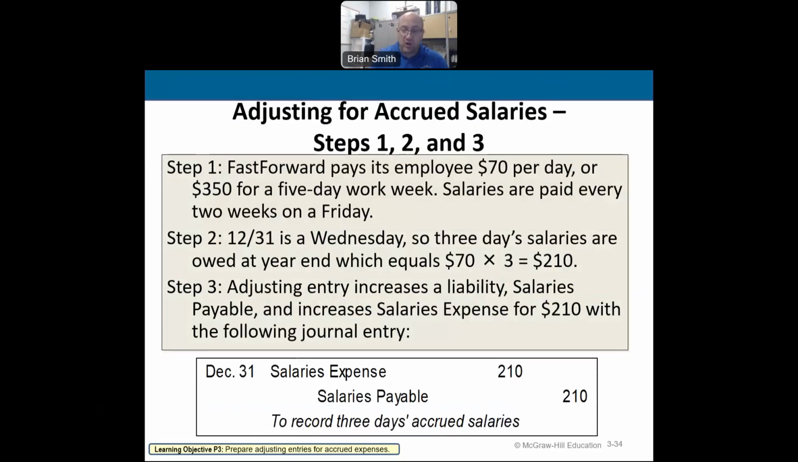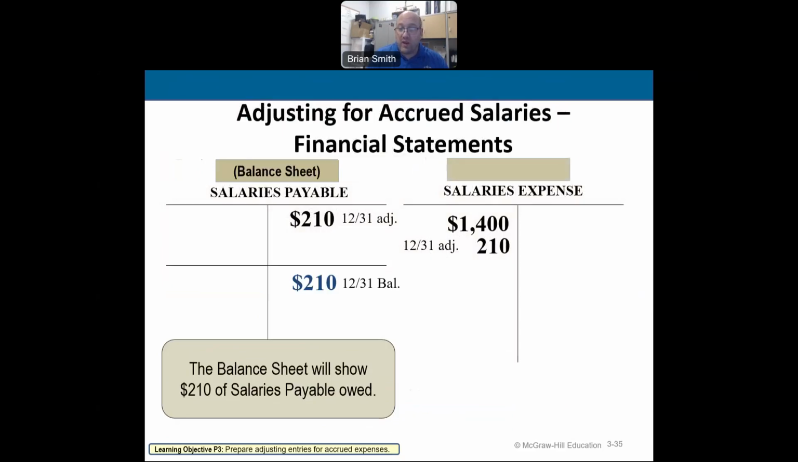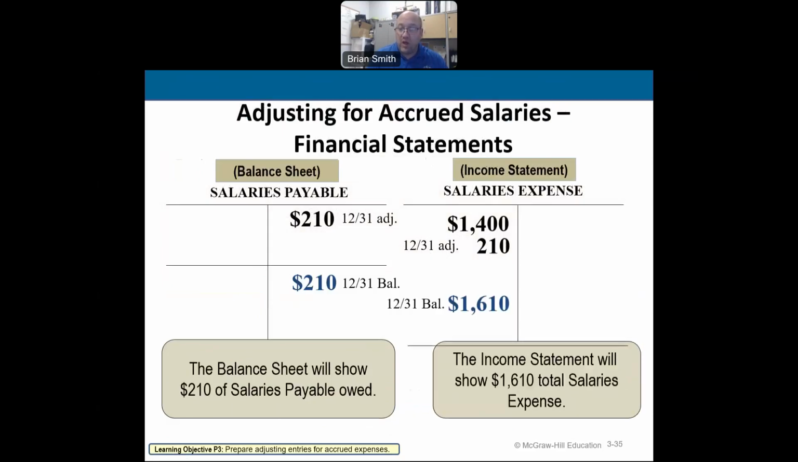And here's your journal as promised. General journal entry right there. Here are our T accounts, our ledger representation. We owe our employees $210. We're showing that for the rest of the month of December, we had $210 additional dollars that we owed our employees, for a total of $1,610 for salaries expense for the month of December.